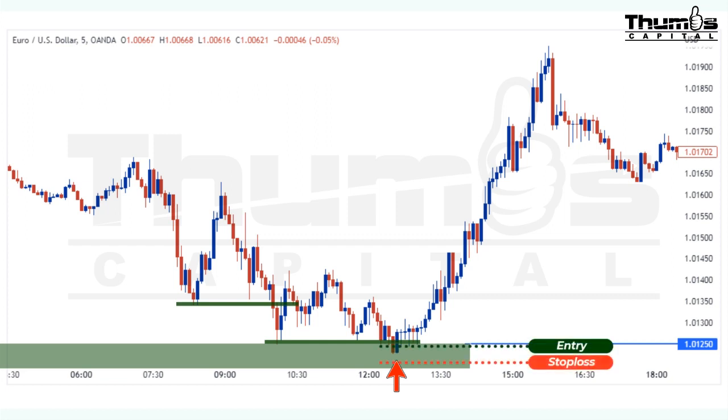If you miss that, the second entry opportunity is on the retest of the first liquidity zone, which is right here. Stop loss will still be at the original low right here. All the trades were activated and price rallied right away.